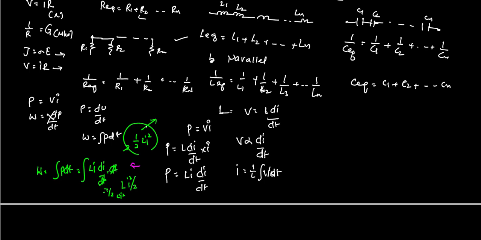Another important point: in V equal to L into di by dt, whenever you put t equal to 0, you get an infinite amount of voltage. An infinite amount of voltage is impractical.